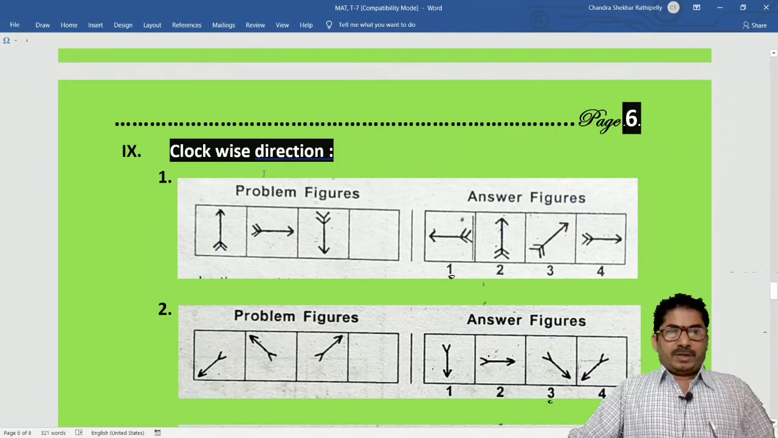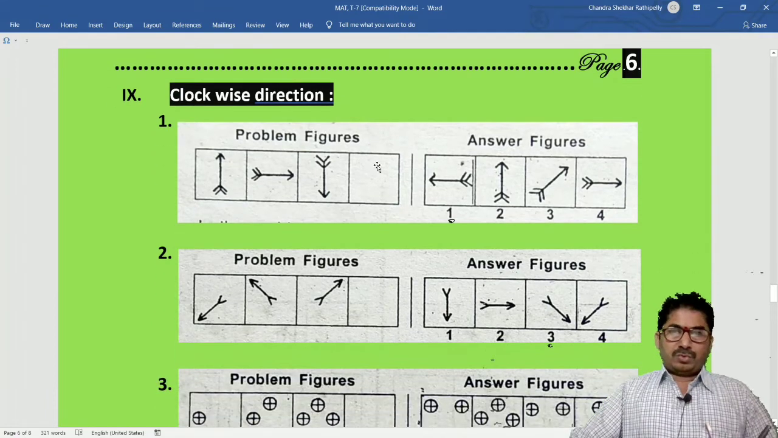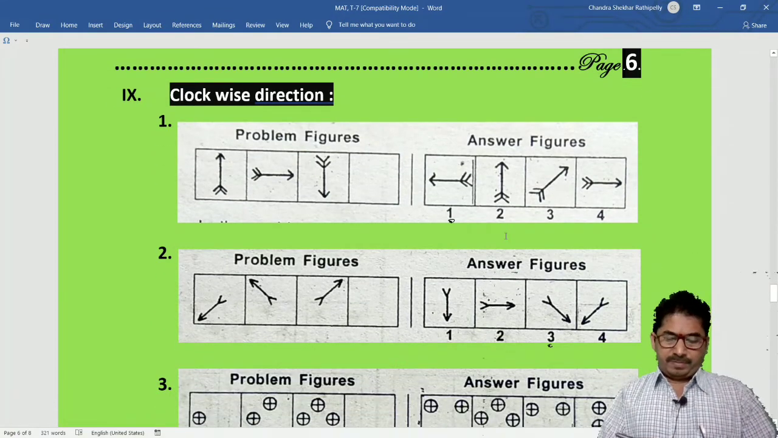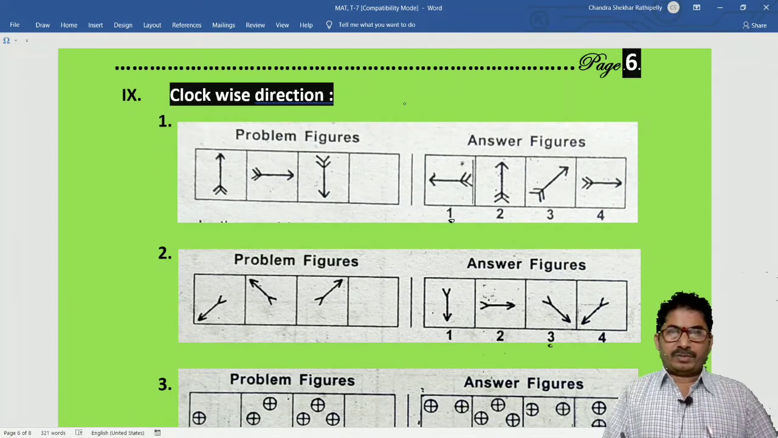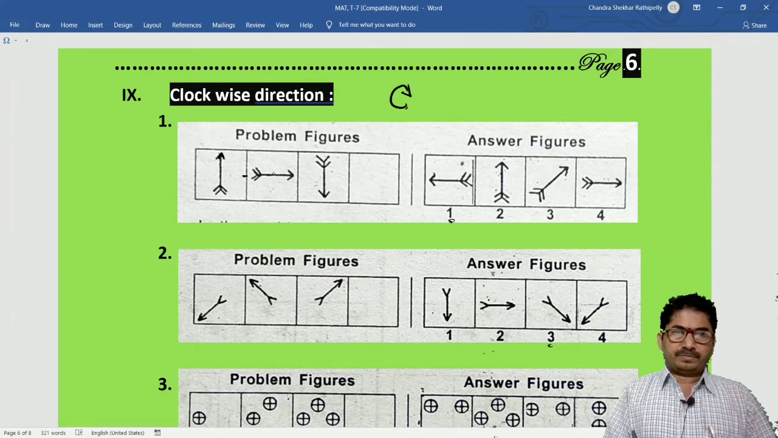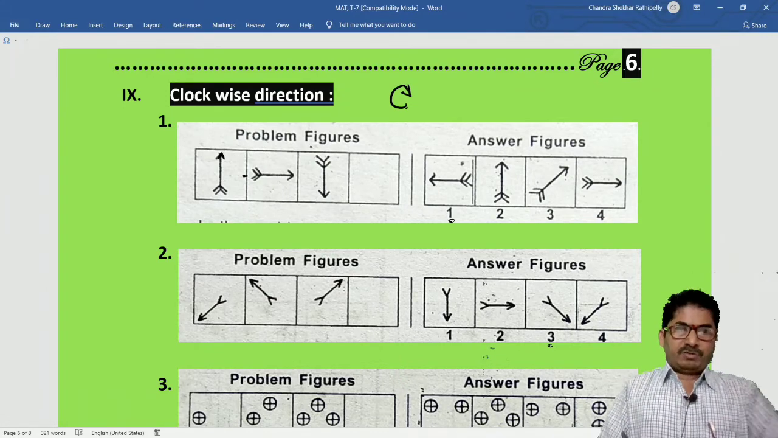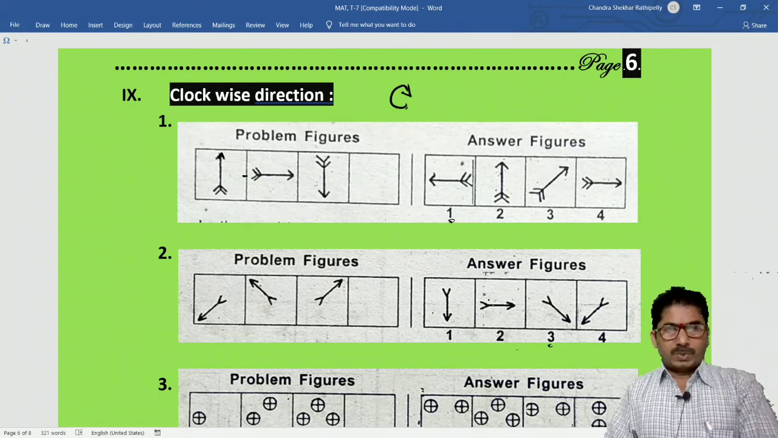Ninth one, clockwise direction. Clockwise direction. So how to rotate clockwise we know already. Clockwise rotation, like this. So the arrow mark goes to this side, this side, this side. Means it is rotating clockwise.